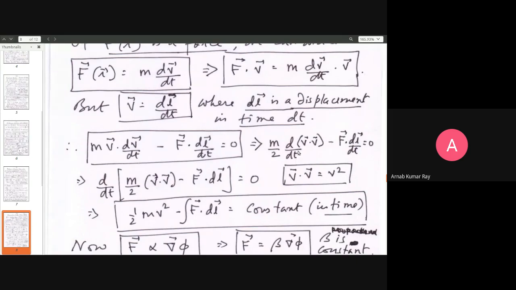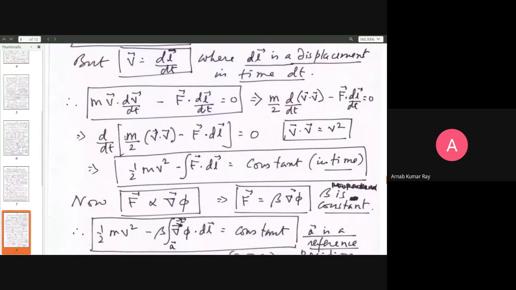Okay, so we have a d/dt here, d/dt here, and a d/dt here. So I'm writing this with a common differential operator. d/dt of m/2 v dot v minus F dot dl, with a common operator d/dt, is equal to 0. Mass is constant, and v dot v is v squared. So it will be half mv squared minus F dot dl, which is constant in time, since the derivative is equal to 0.